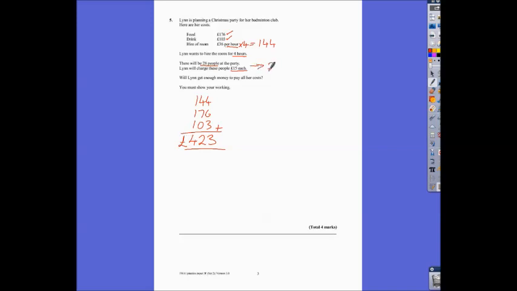Here, there are 28 people, each paying £15 each. So 28 times 15 would be £420. So will she have enough money? Well, it's going to cost her 423, and she's actually going to only make 420. So no, she will be £3 short.